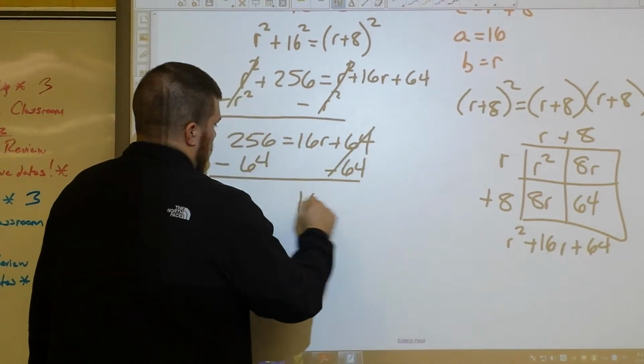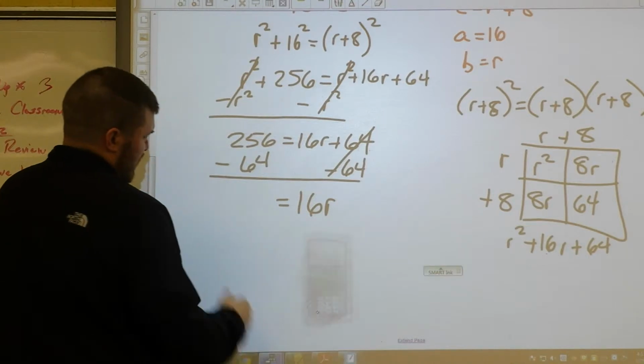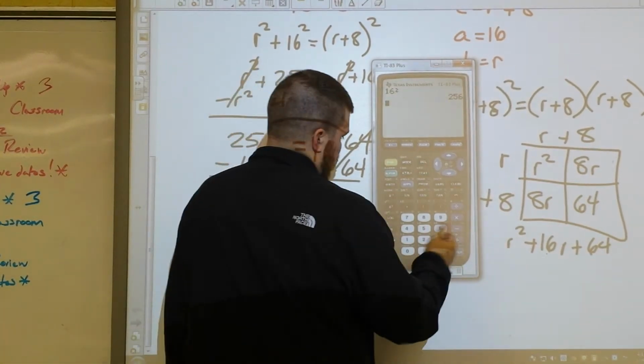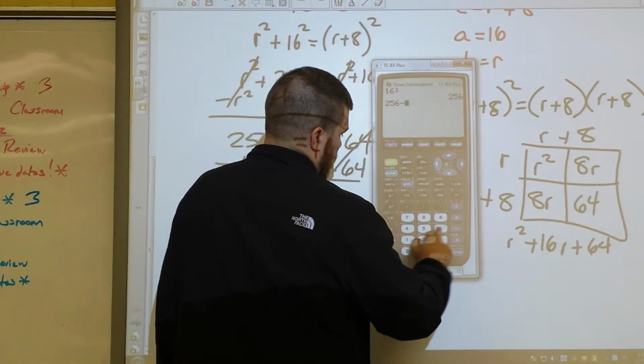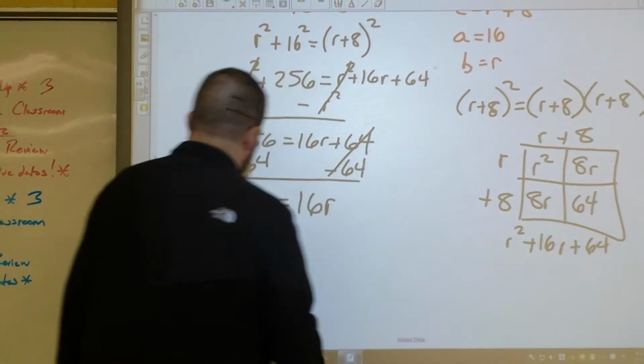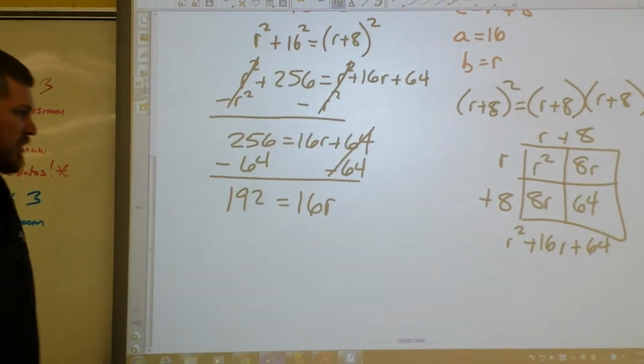So 16R is equal to 256 minus 64. Let's use the calculator there. I think it's going to be 186. We'll see if I'm right. 192. So it's close, only 6 off. But good thing I used my calculator. I didn't let my pride and my ego get in the way.